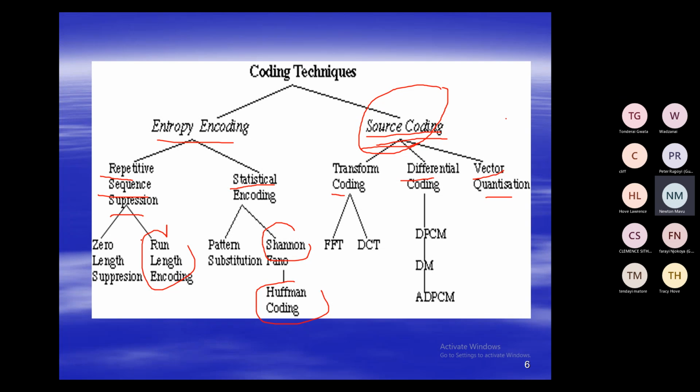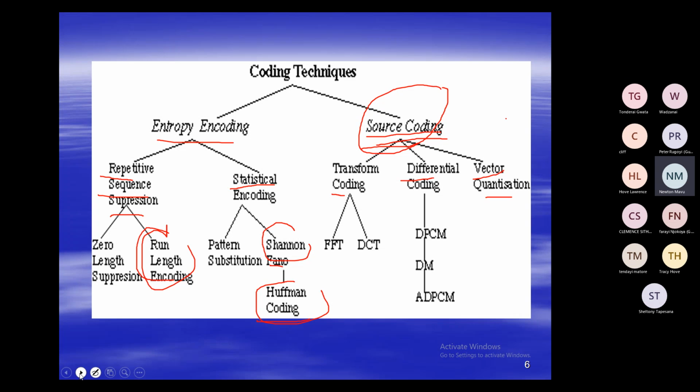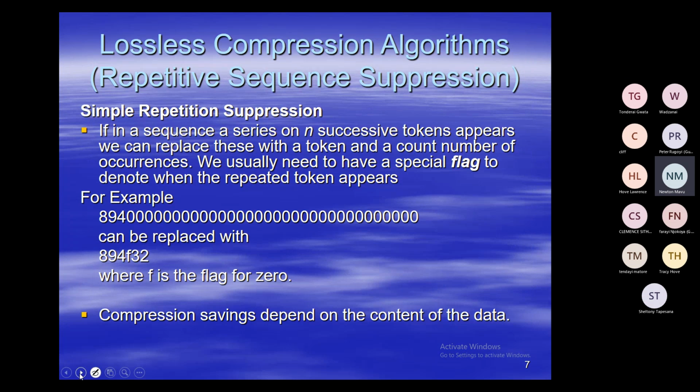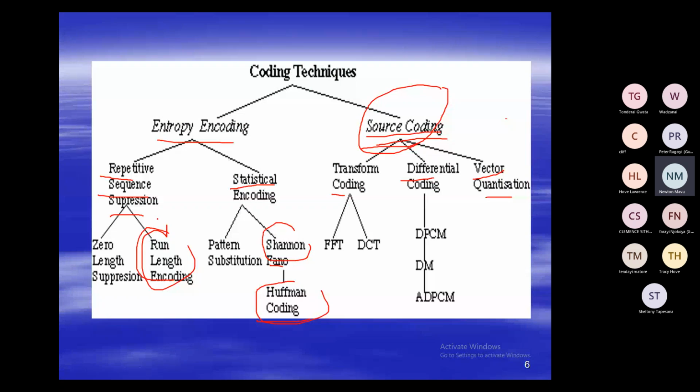So this is the realm of entropy coding and source coding. So make sure that you understand run length coding, you understand Shannon-Fano, and you have a bit of Huffman coding. You will be okay. We don't do everything, right? So there we are, lossless compression. We've started with repetitive sequence suppression. Look, repetitive sequence suppression. This is the area that we are talking about, right?